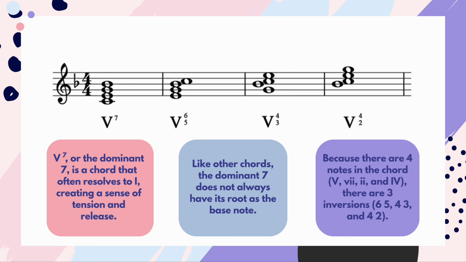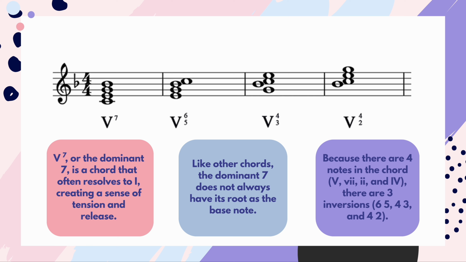The dominant 7th chord, like G7 in C major, is all about tension and release. It begs to resolve back to tonic, the 1 chord. When the root is in the bass, it is denoted as 5-7. And it too has inversions.